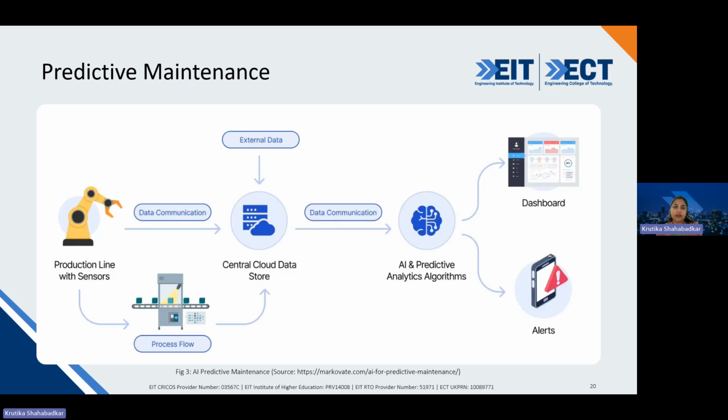So instead of waiting for things to break or relying on fixed service intervals, AI allows us to predict exactly when a machine is likely to fail and act before it does. So it's like having a crystal ball for your equipment health.